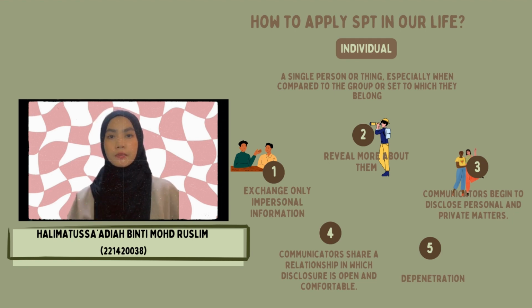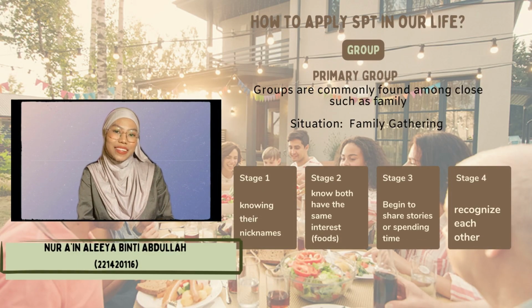In the fourth stage, communicators share a relationship in which disclosure is open and comfortable, and emotional interaction may also entail conflict initiation. And lastly, social penetration theory is likely to end in depenetration, or dissolution, when self-disclosure is diminished because of emotional conflict and relationship pressure. Next is how to apply SPT in groups.